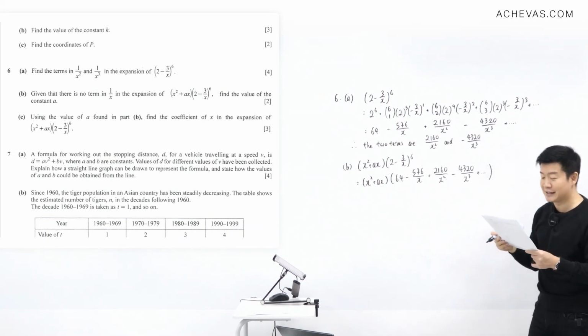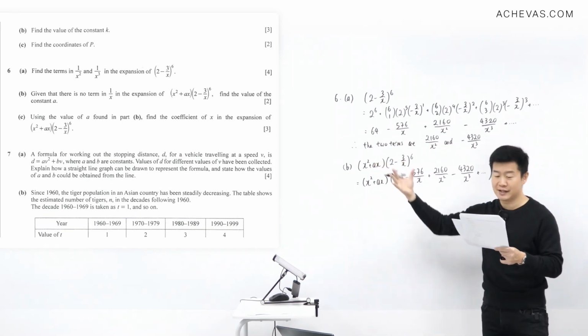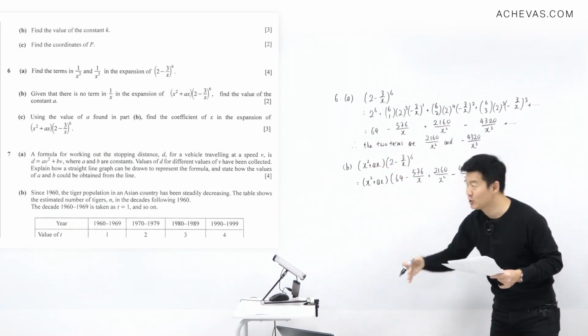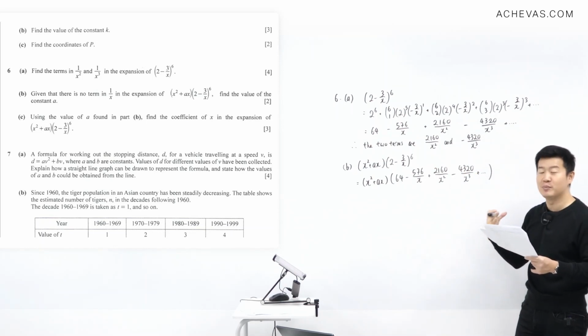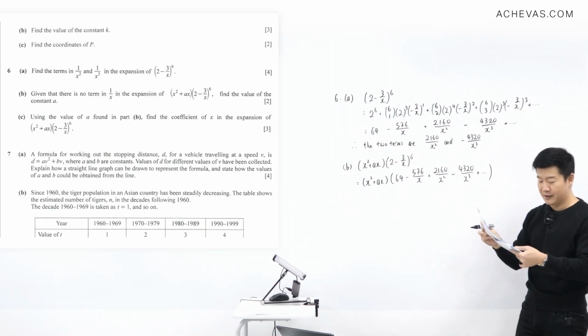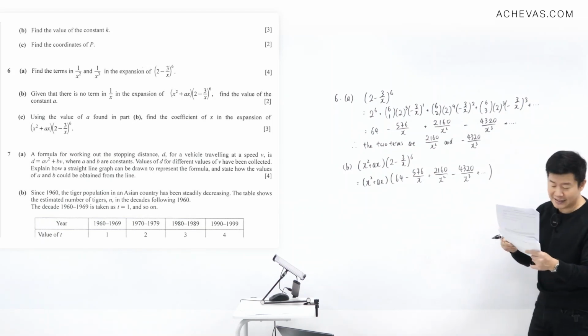Okay, we just need a term that is in 1 over x, especially when the question says that there is no term in 1 over x. So if I can just filter out a term that is in 1 over x, I can simply let the coefficient be equal to 0, and that is how I'm going to try to work out the value for a. So let's try to filter out the term that is in 1 over x.